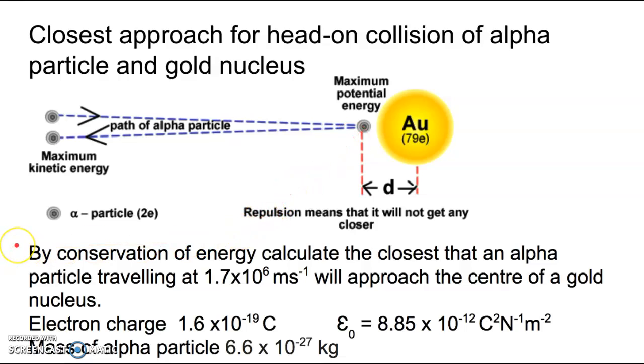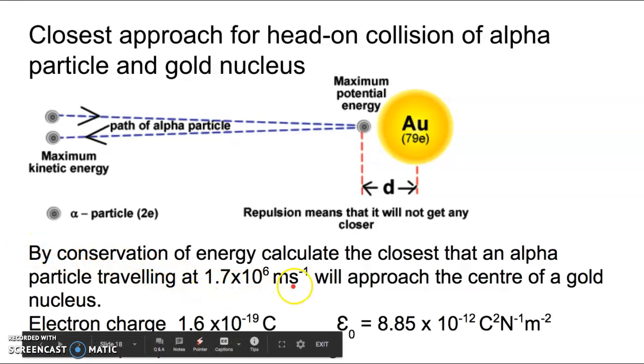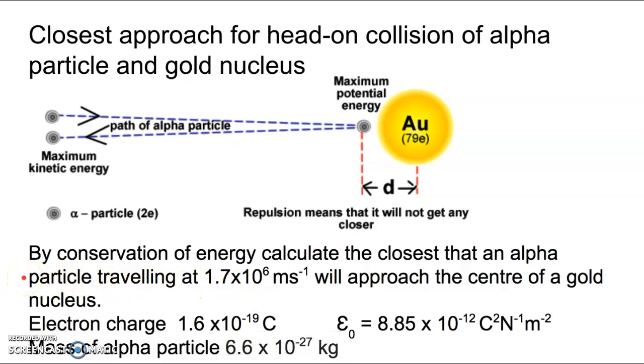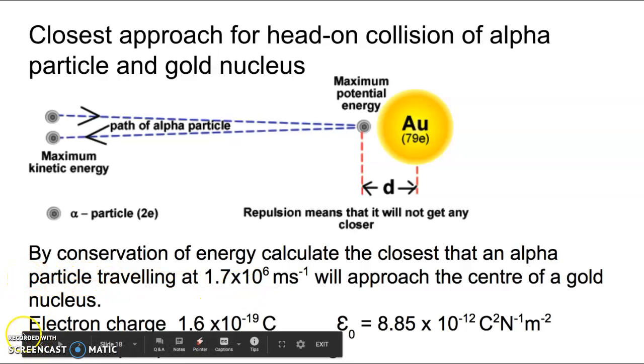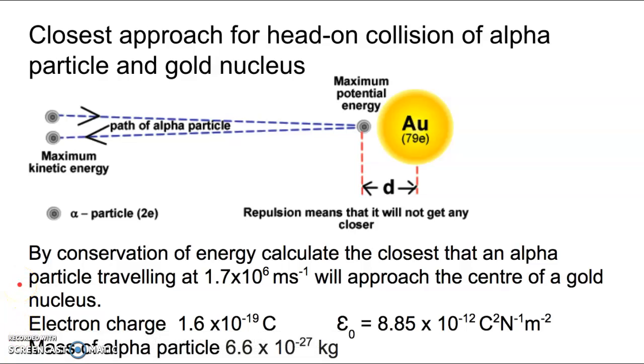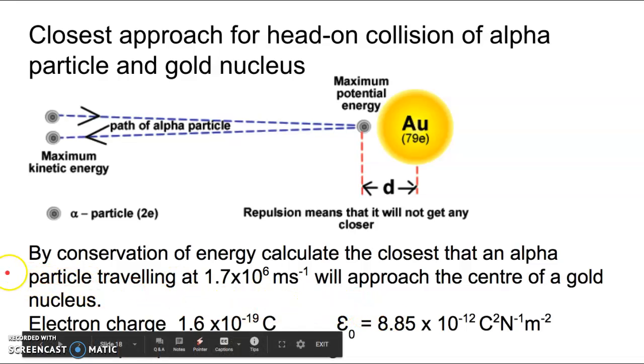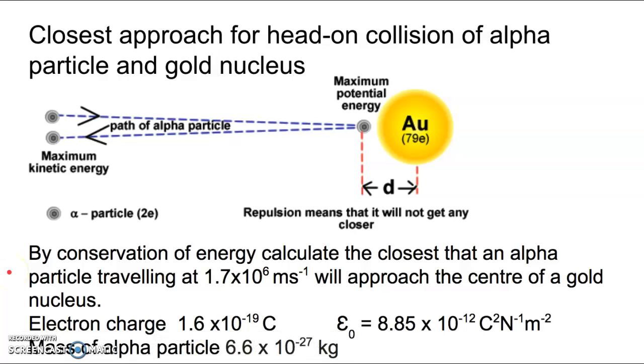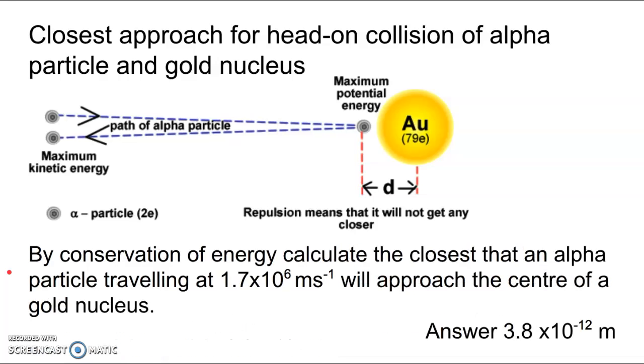So you can pause the video here to try this calculation. You've got the speed of the alpha particle coming in there, you've got the charge on an electron that you need to know, and you've got the mass that you need to know. Obviously an alpha particle has got double the electron charge, positive, and you've got permittivity of free space, epsilon naught, given there. So just pause it and see how you get on with that calculation. How did you get on? You should have got 3.8 times 10 to the minus 12 meters.